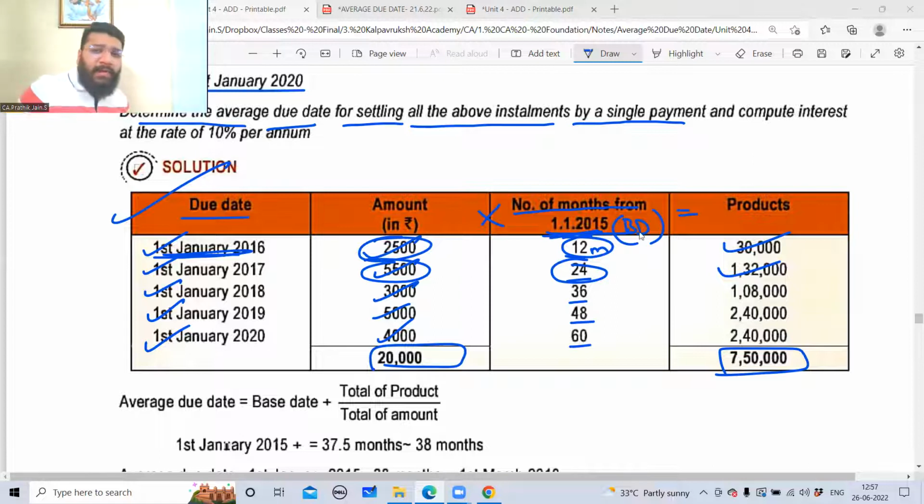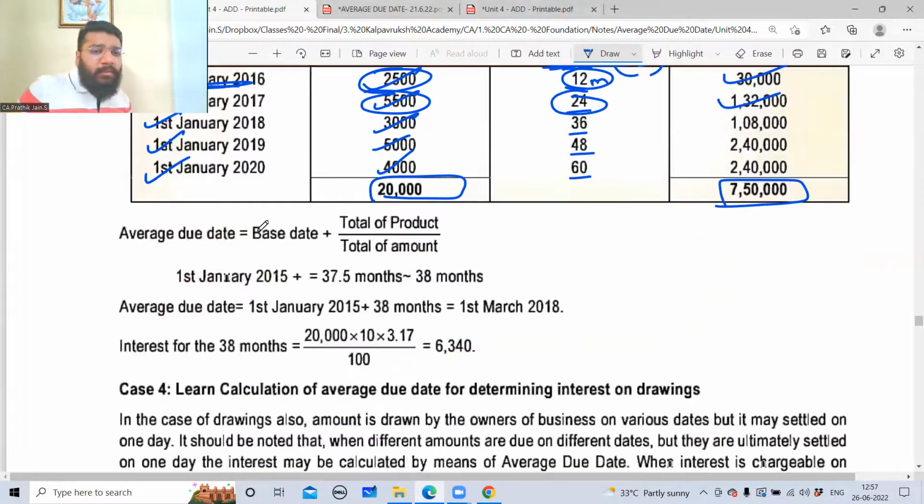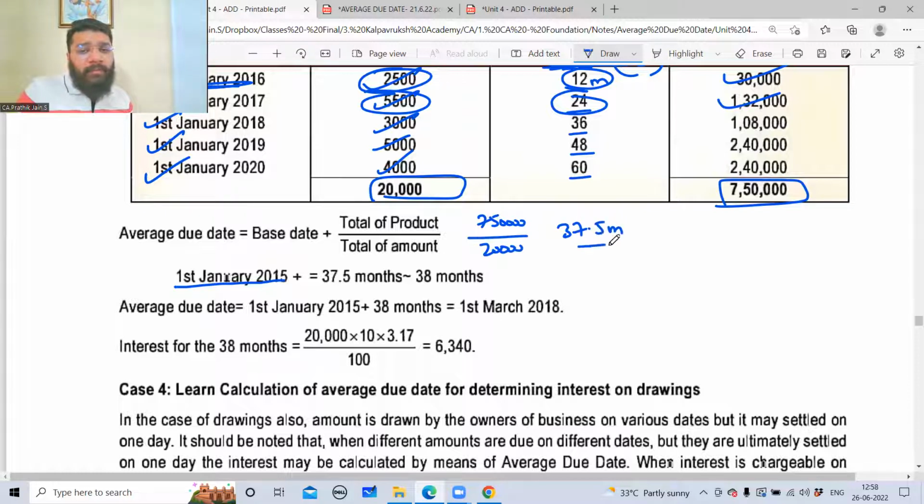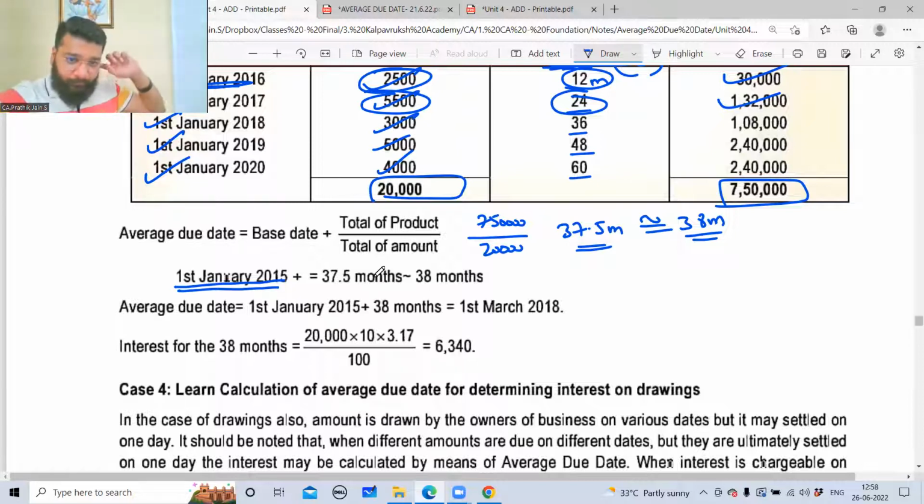Now average due date, what is the formula? Base date plus total product divided by total amount. So base date is 1 Jan 2015. Total product is 7,50,000 upon 20,000. You will get 37.5 months. We have to round off, so 0.5 and above will be the next number, which is 38 months. So from 1st Jan 2015, you have to calculate 38 months forward. You will land up on 1st March 2018.